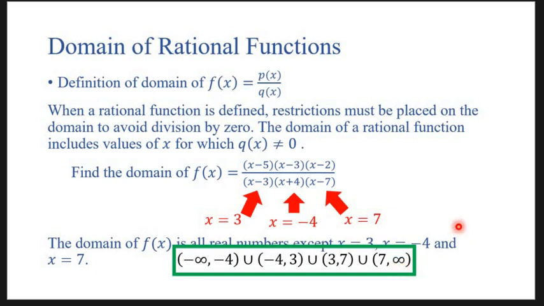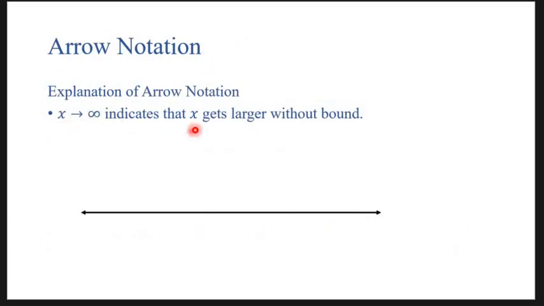Now let's talk about arrow notation. This is arrow notation here. And this is read as x approaches infinity. This is indicating that x gets larger and larger without bound. So here's the x-axis. We're talking about x just growing without ever stopping, increasing without bound, going towards positive infinity.